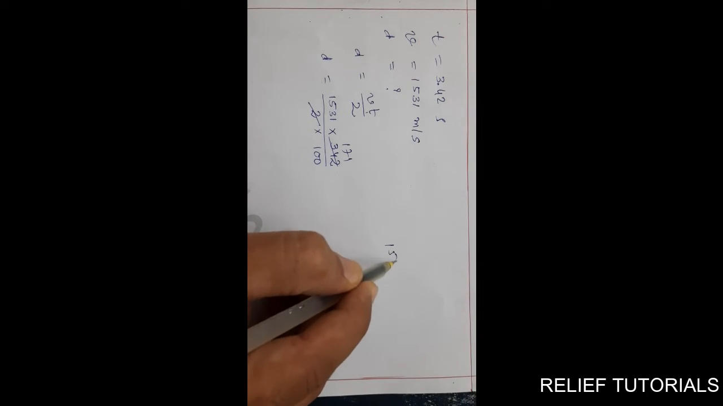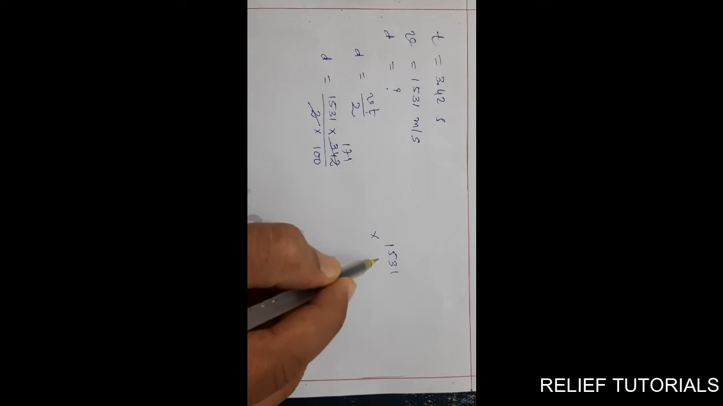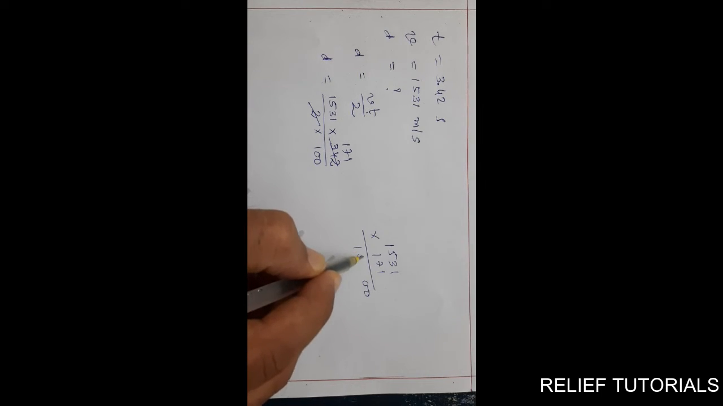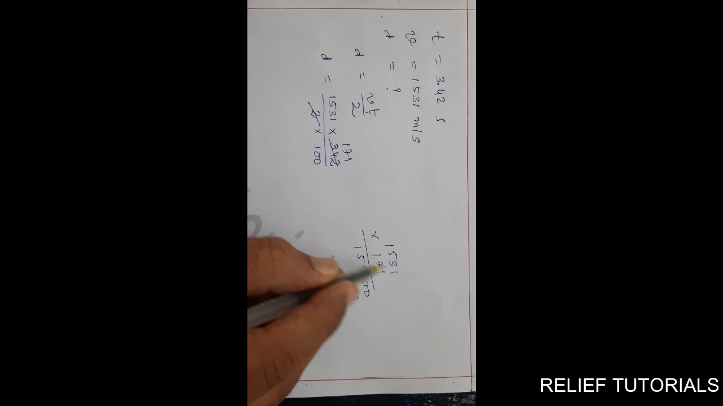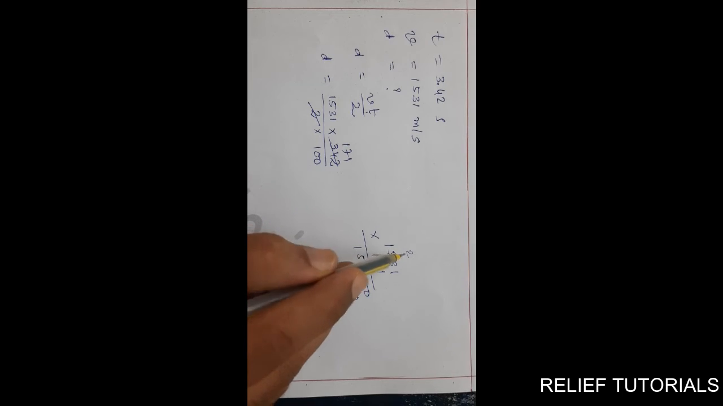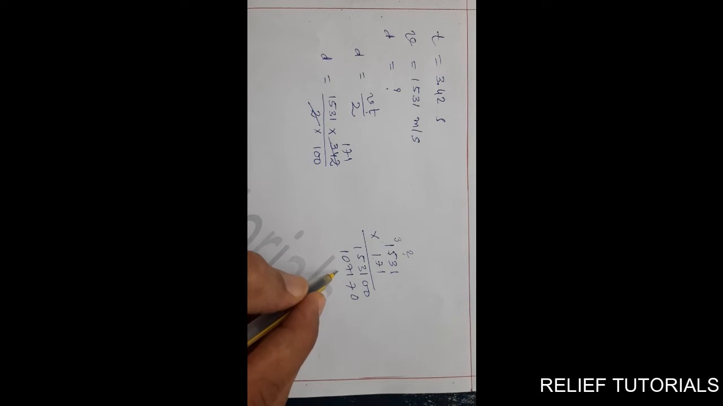1531 times 171, multiply these two numbers and divide it by 100. So the multiplication of 1531 multiplied by 171: 7 ones are 7, 7 threes are 21, 2 carry, 7 fives are 35 plus 2 is 37, 7 ones are 7 plus 3 is 10, and lastly the ones are these.